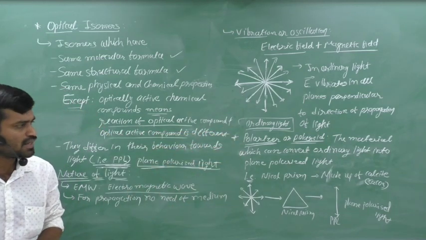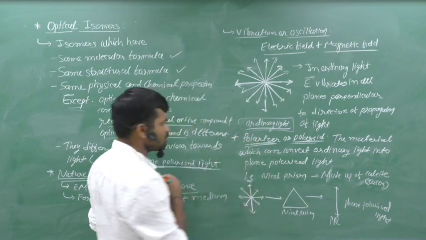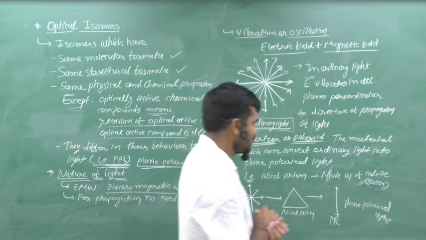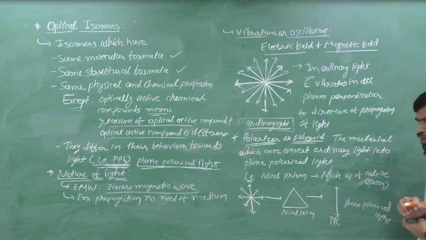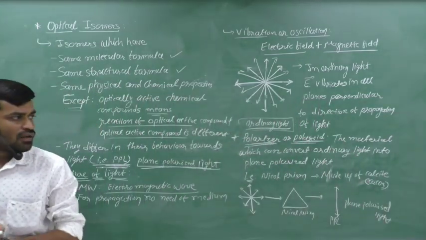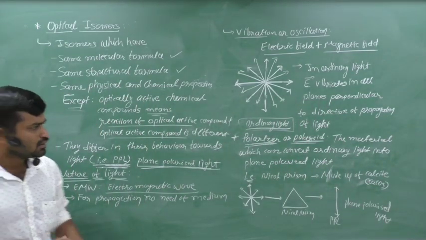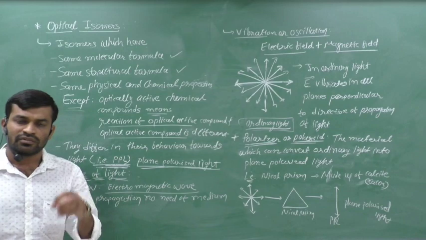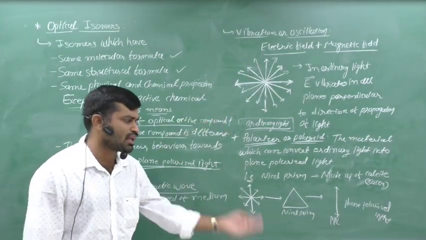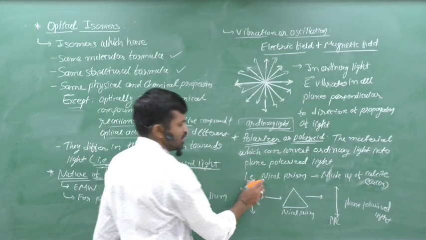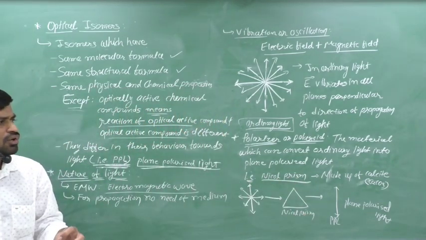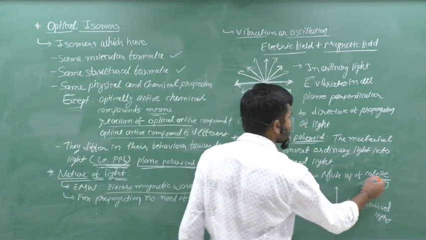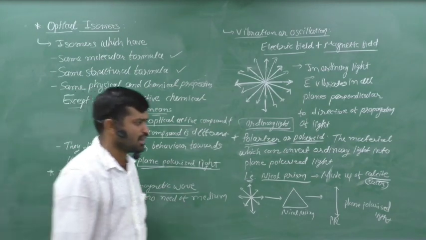Now the second word which we can explain in this topic is polarizer or Polaroid. Polarizer, P-O-L-A-R-I-Z-E-R, or Polaroid, P-O-L-A-R-O-I-D. What do you mean by that? It is a material which can convert ordinary light into plane polarized light, or PPL, and it is a nicol prism. This material or this configuration is known as nicol prism, and nicol prism is made up of calcite.